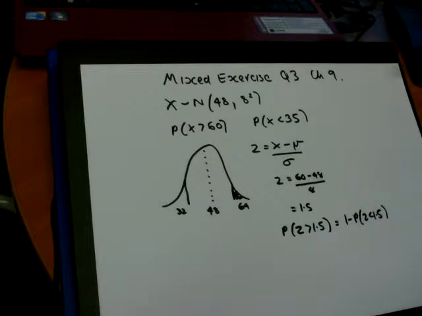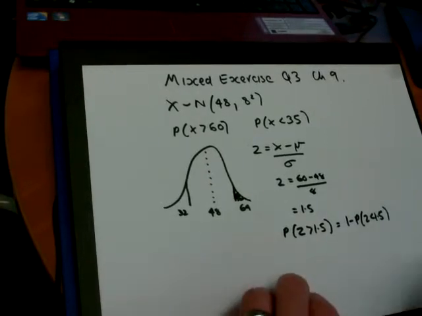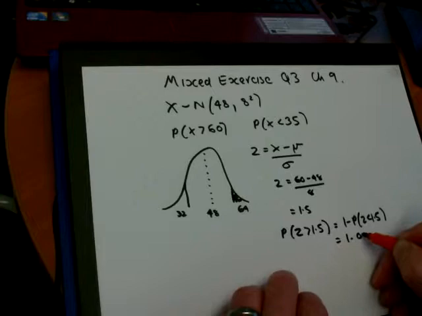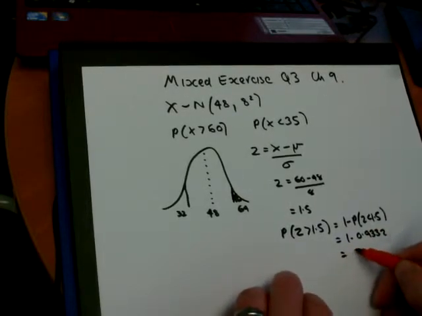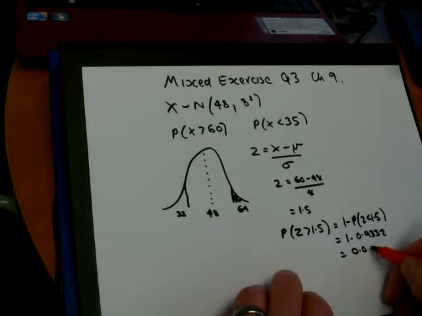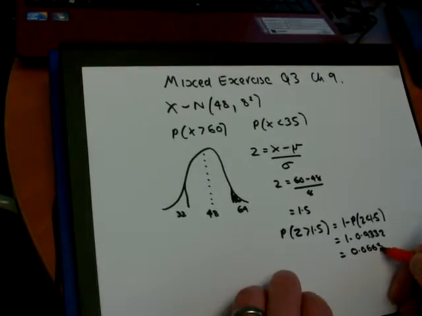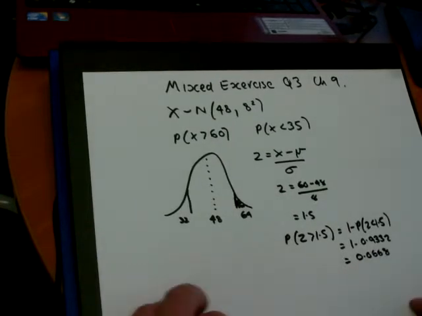Okay, so I'm on there now. Going for the z table value, the table value for 1.5 is 0.9332. So that's 1 minus 0.9332. I'll do this with the calculator, and it will be 0.0668. So that's the first part done.